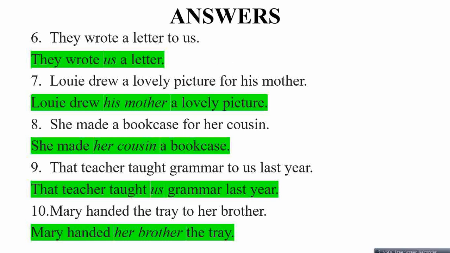And the final question of the exercise, Mary handed the tray to her brother. Answer, Mary handed her brother the tray. So you just remove the preposition to and you bring your indirect object right after your verb, and then comes your direct object.